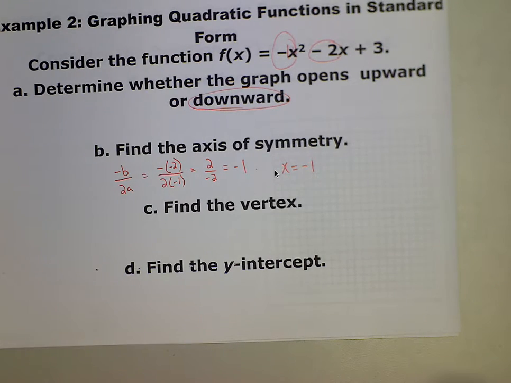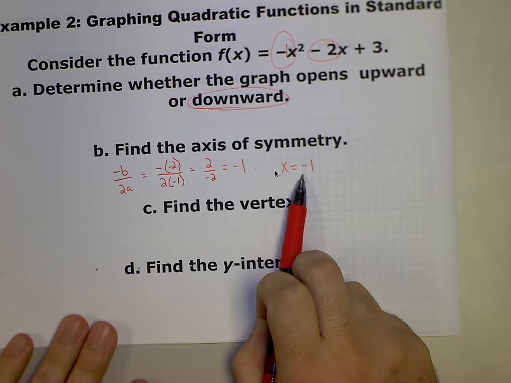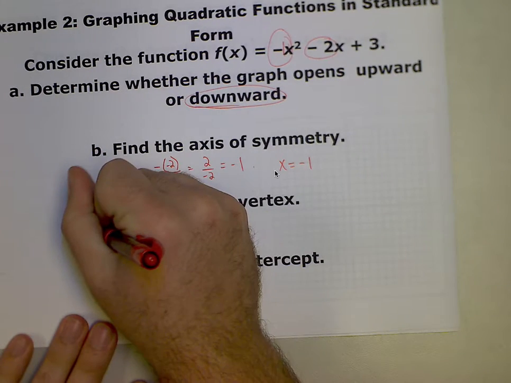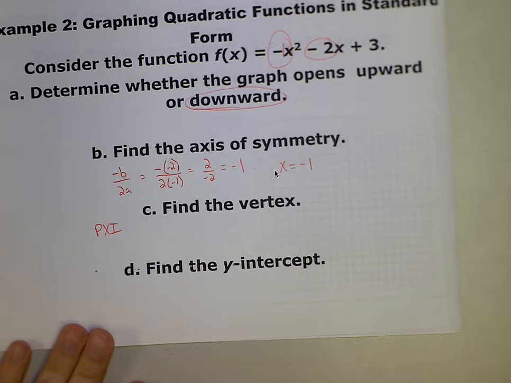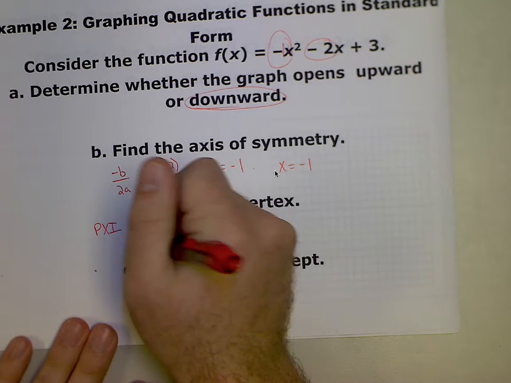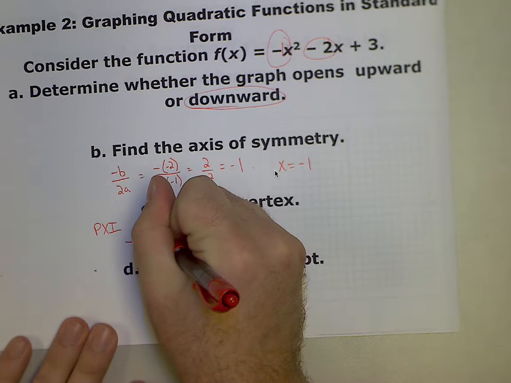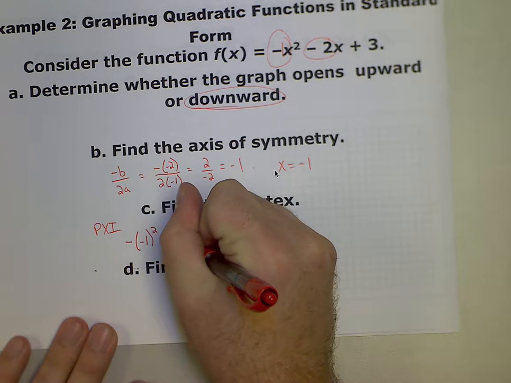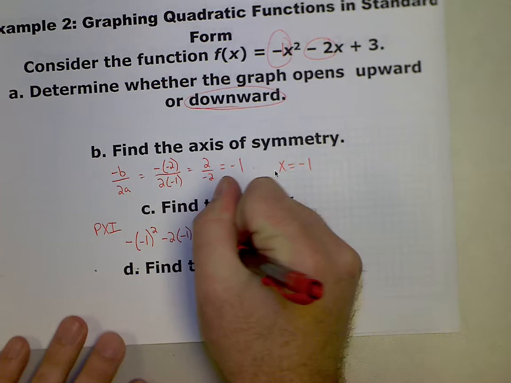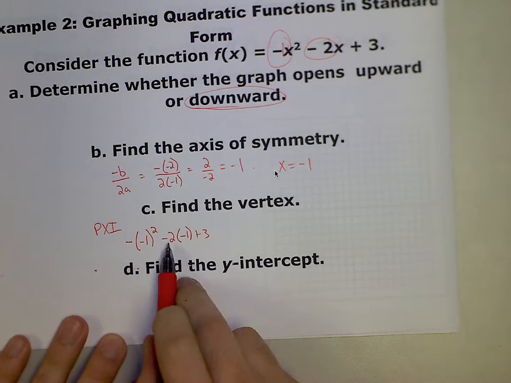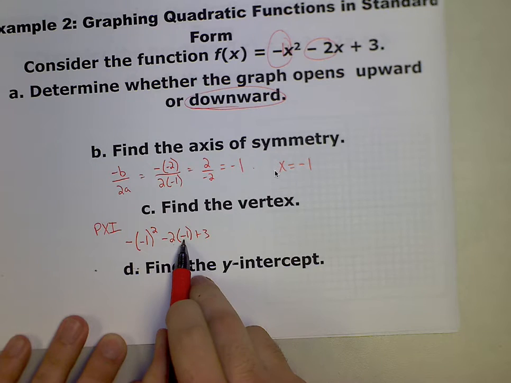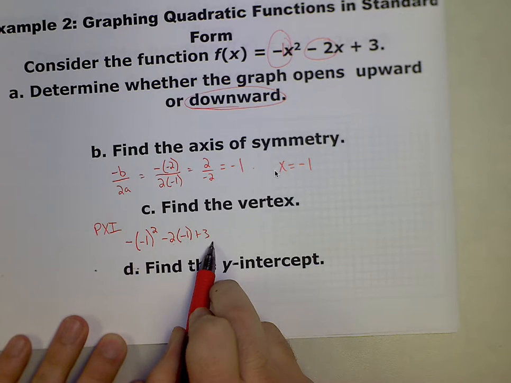To find the vertex, I have my x-coordinate, which we said was negative 1. I need to find my y-coordinate by doing my p of x, or plug x in. To do that, I'm going to take a negative 1 and plug it in for x. As I do that, we're going to end up with this equation here. So I have negative 1 squared minus 2 times a negative 1 plus 3.